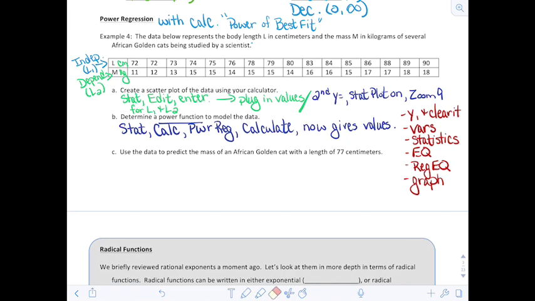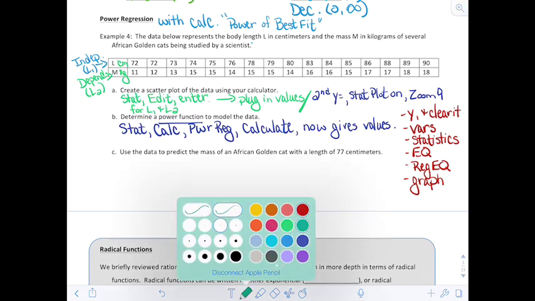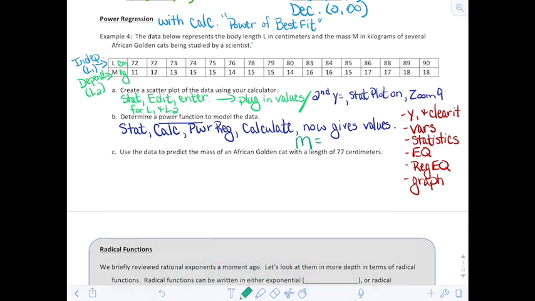Okay, so the equation that my calculator gave to me is m equals 0.02 x to the 1.54. I rounded to the nearest hundredths place, and there's my equation. Now that I have that into y equals, I can use that to make predictions. For example, in letter C, use the data to predict the mass of an African golden cat with a length of 77 centimeters.